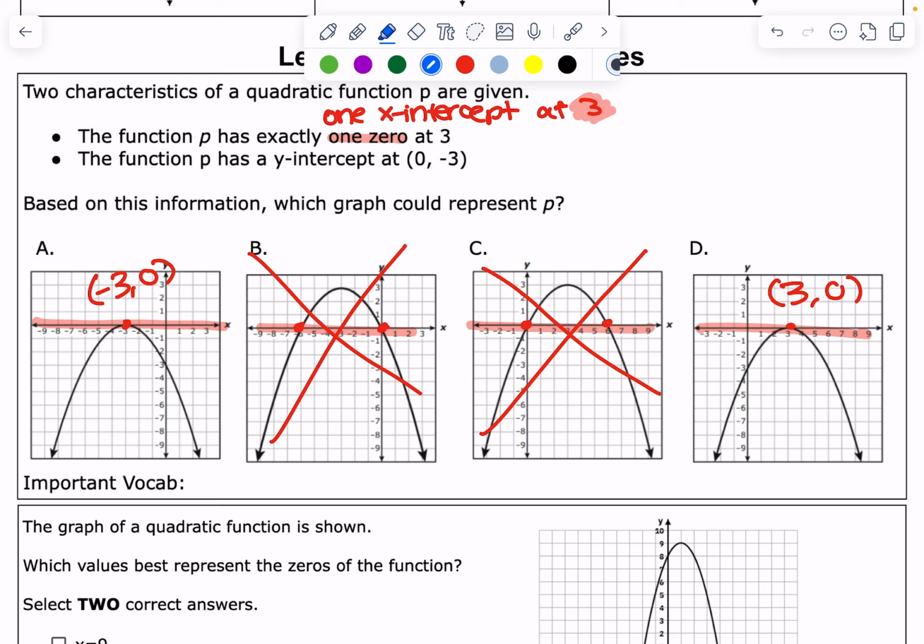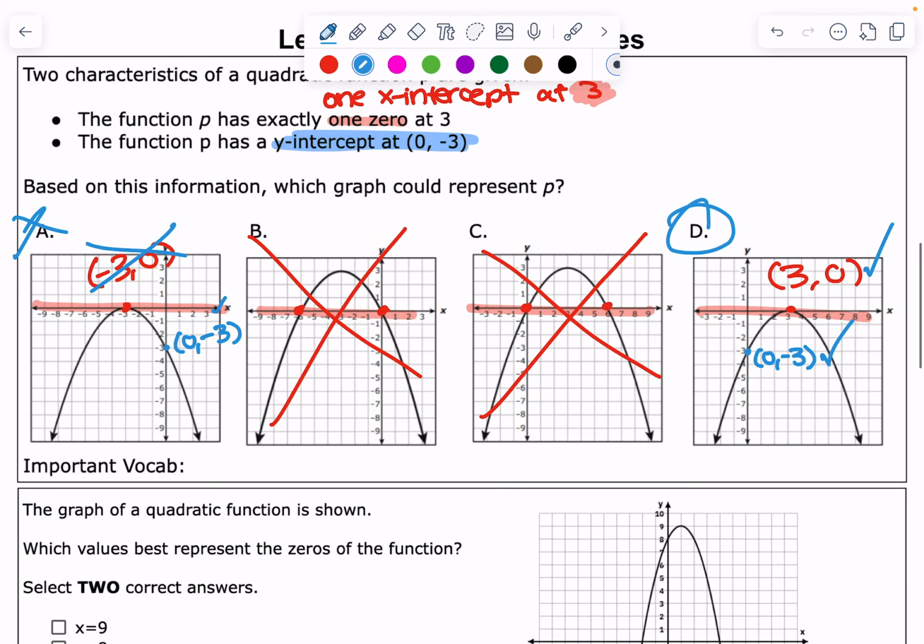If I look at my next one, it says y-intercept at 0, -3. If I look at my y-intercept, 0, -3, this is good, but we know this is bad right here. So I still know A can't be my answer, but let's check D. 0, -3. So this is good and this is good. So D would be my answer.